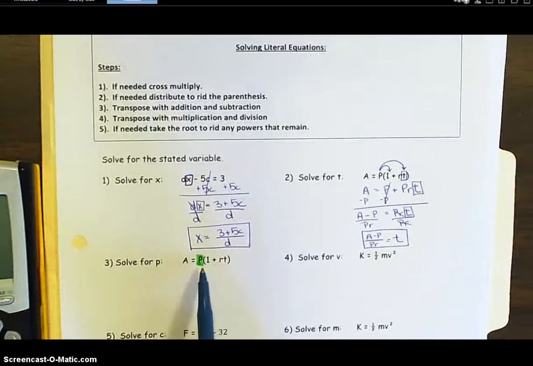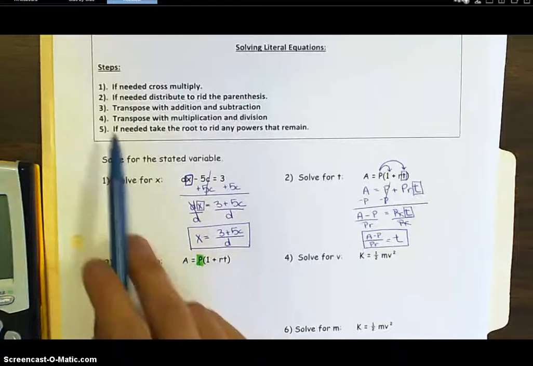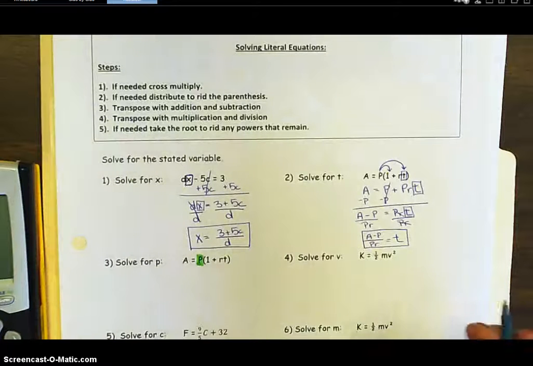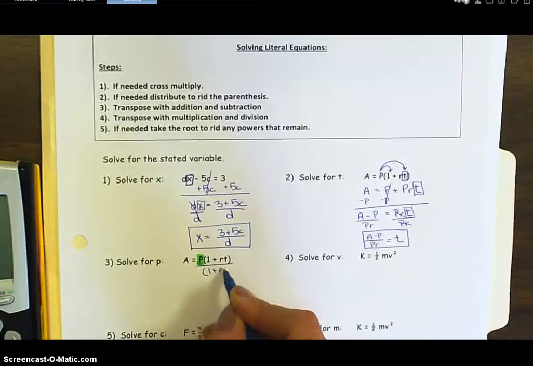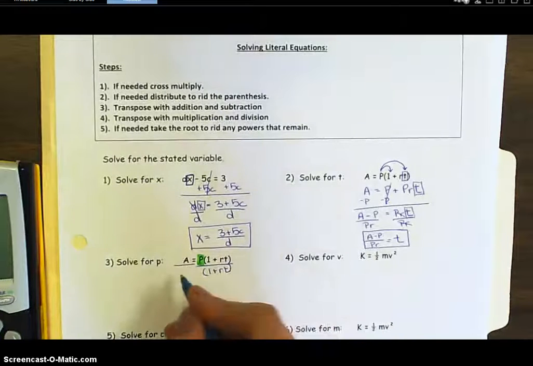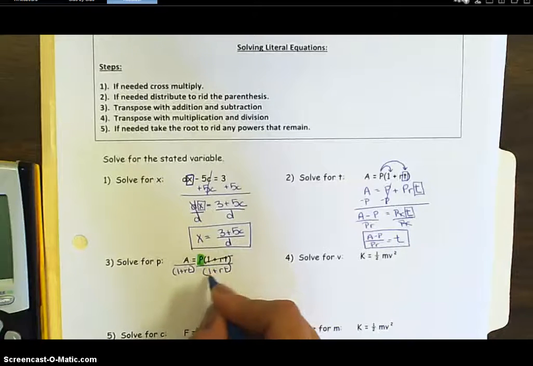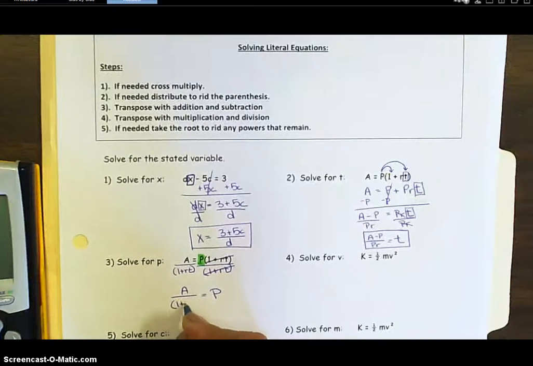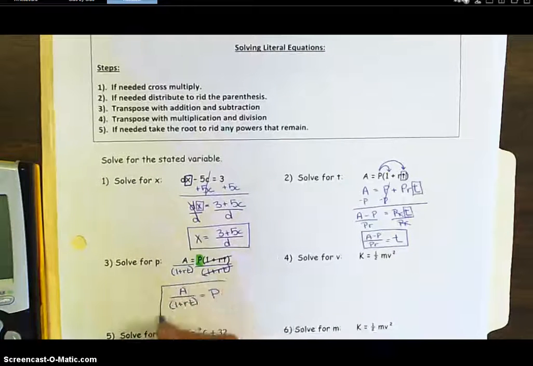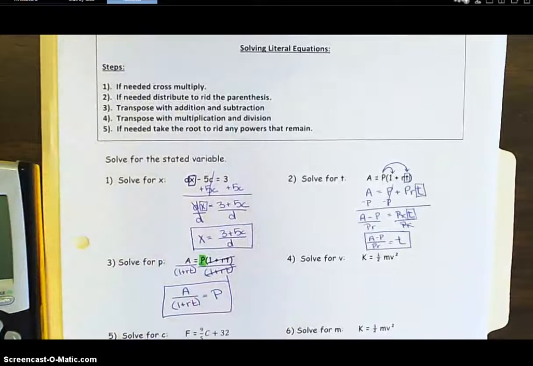So that's why if it's not needed, don't distribute. Transpose with addition and subtraction. Well, right now p is touching the parentheses, so that's not adding or subtracting. That is actually multiplication. So step 4, transpose with multiplication or division. So I'm going to divide by parentheses 1 plus RT. So now the parentheses cancel with the parentheses, and I get P is equal to A all over 1 plus RT. And we're done. We've gotten the P by itself.